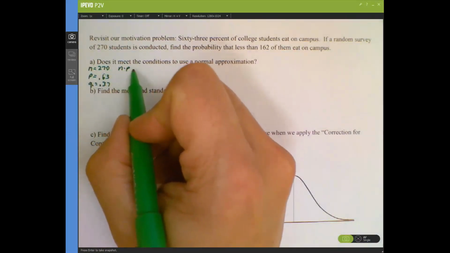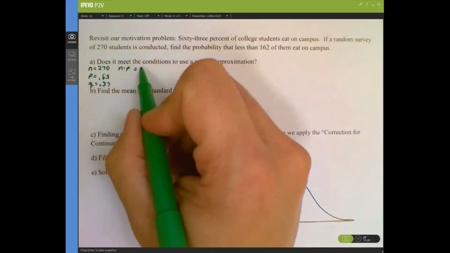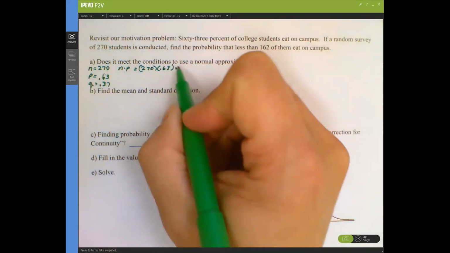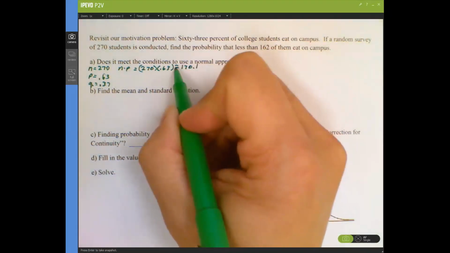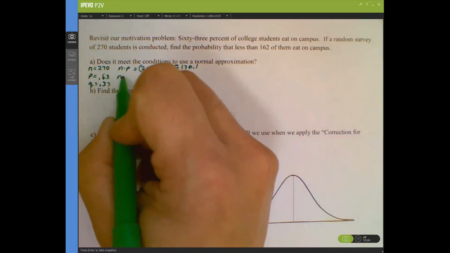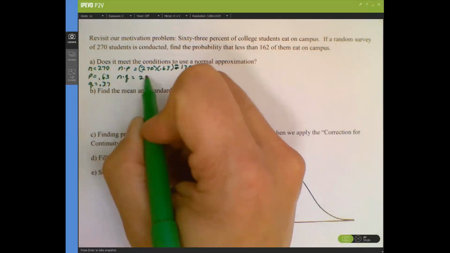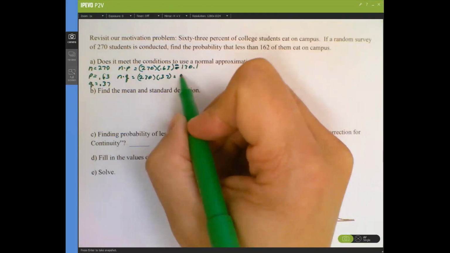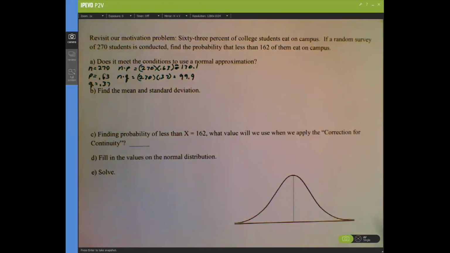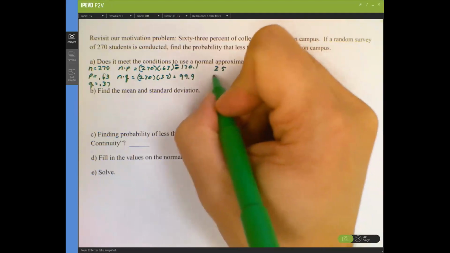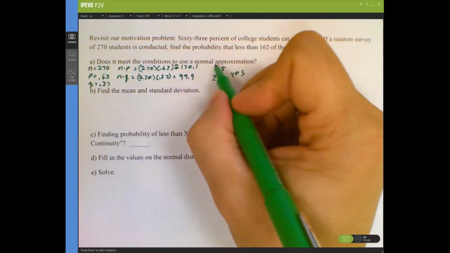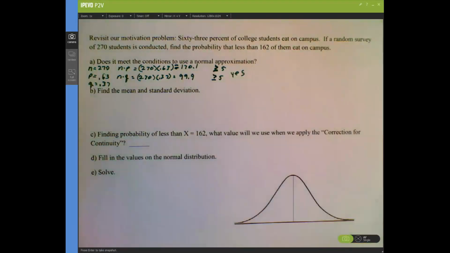Okay, so we have N times P equals 270 times 0.63. But you do that in your head really quickly, you get 170.1. N times Q is 270 times 0.37, which is 99.9. Okay, that's greater than or equal to 5. That's greater than or equal to 5. So yes, it does meet the conditions. These are greater than or equal to signs. Okay, they're both greater than or equal to 5.